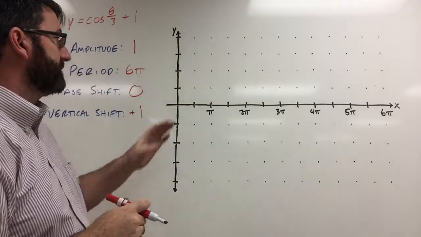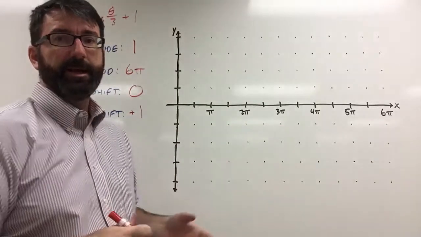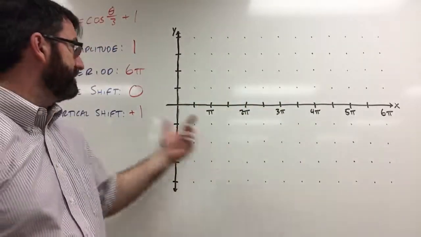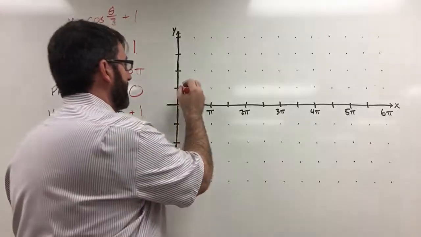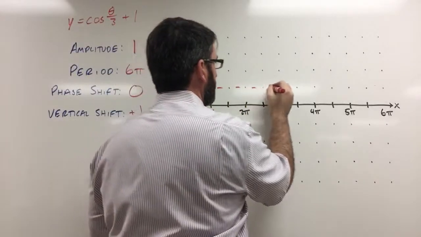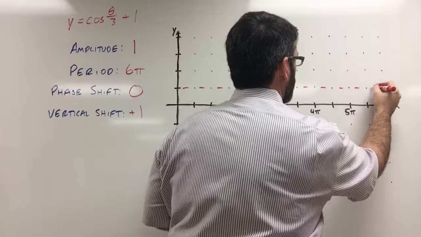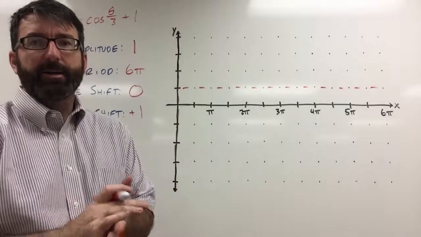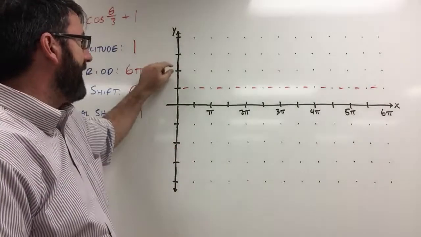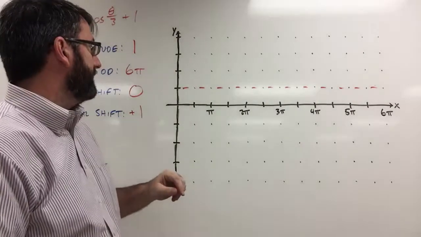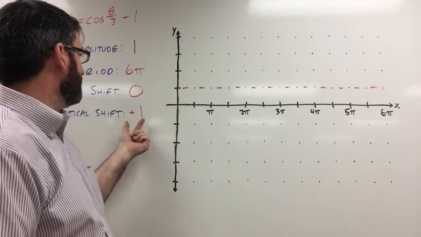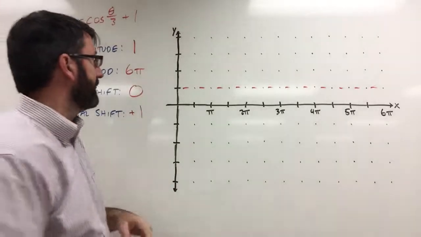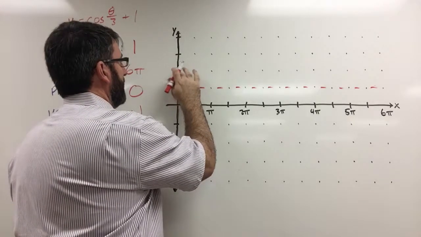So to start off with, let's graph our midline. The midline for a cosine function is normally right at the x-axis, but we've shifted it up 1. So our midline is now going to be at y equals 1. So we'll draw a dotted line there for the midline. Next, cosine starts at the maximum. And so our maximum here is going to be the vertical shift plus the amplitude. So 1 plus 1. So we're going to start at 2.